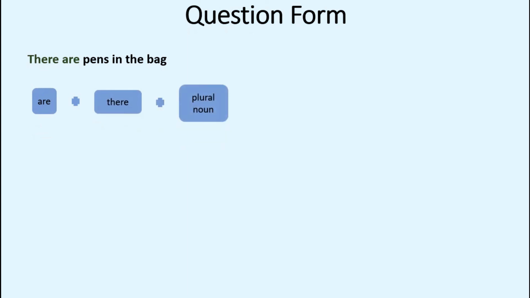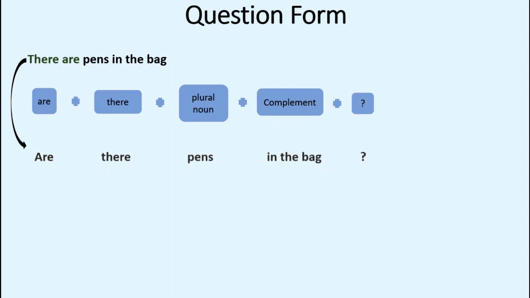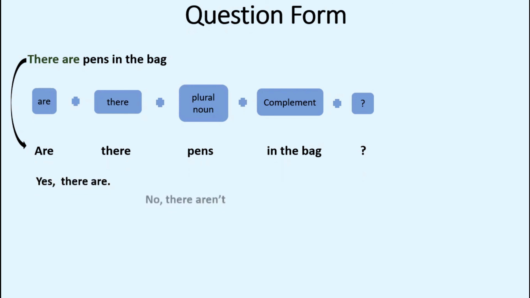Regarding the question form for there are, we are going to make this positive form into the question form or interrogative form for there are. So we have right here in this sentence, there are pens in the bag. So the question form is going to be are plus there plus plural noun plus the complement and the question mark. So this sentence, which is there are pens in the bag, is going to be are there pens in the bag? The answer is yes, there are, or no, there aren't.